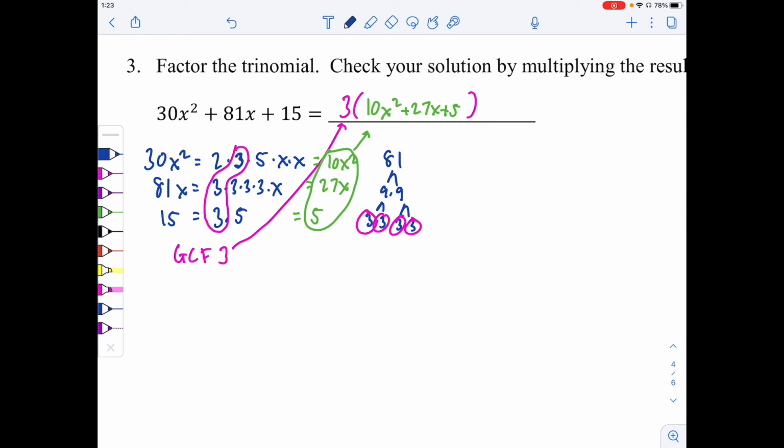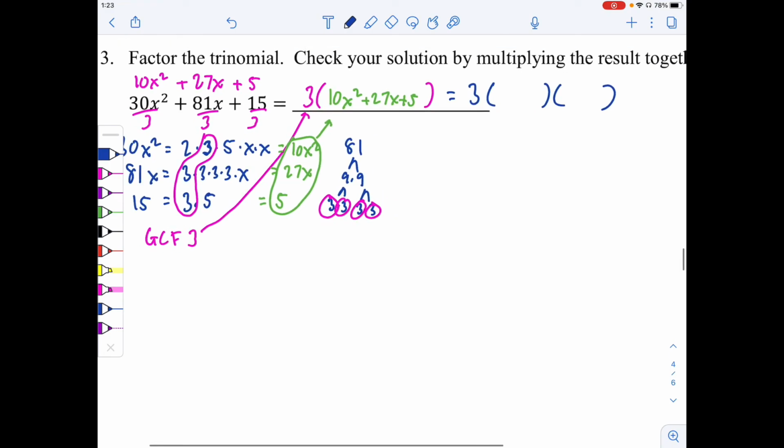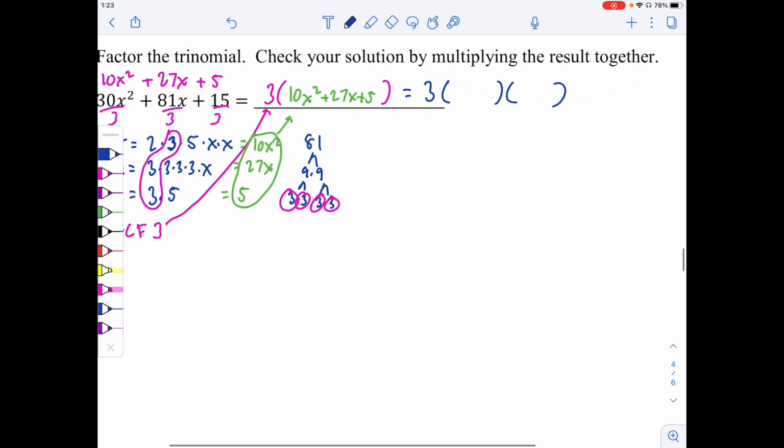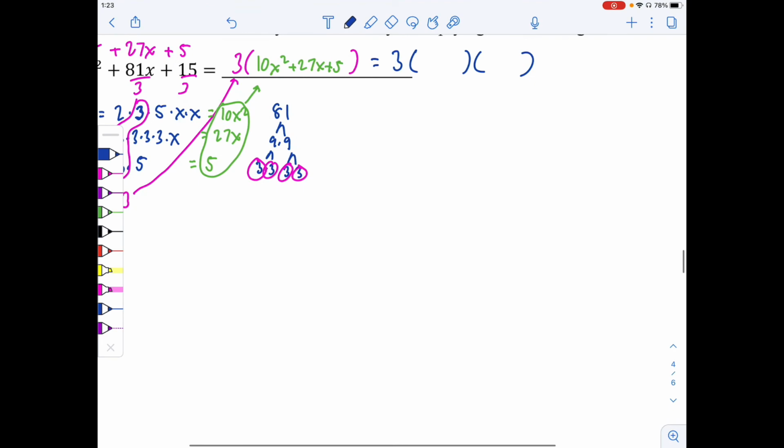Okay, another way is you could just divide all this by 3. And you still get the same answer, right? 10x squared plus 27x plus 5. Same thing, our leftovers. Then we got to get to where we can factor it, 2 parentheses like that. Since a is not equal to 1, we have to use the x box again. So we set up our x box.